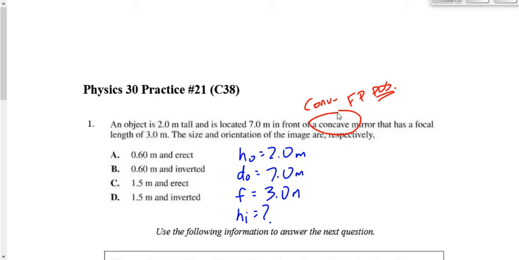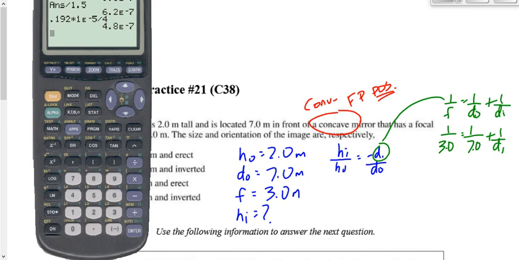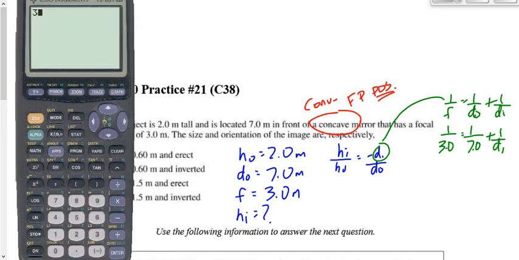To find HI, I think I'm going to say HI over HO equals negative DI over DO. But we don't know what DI is, so we're going to have to find that some other way, probably by the mirror equation: 1 over F is equal to 1 over DO plus 1 over DI. 1 over 3, positive 3, equals 1 over 7 plus 1 over DI. And we pull out our calculator and do that little trick that I taught you. We're going to say 1 over 3 minus 1 over 7, and we're going to flip that over. We get a value here of 5.25.